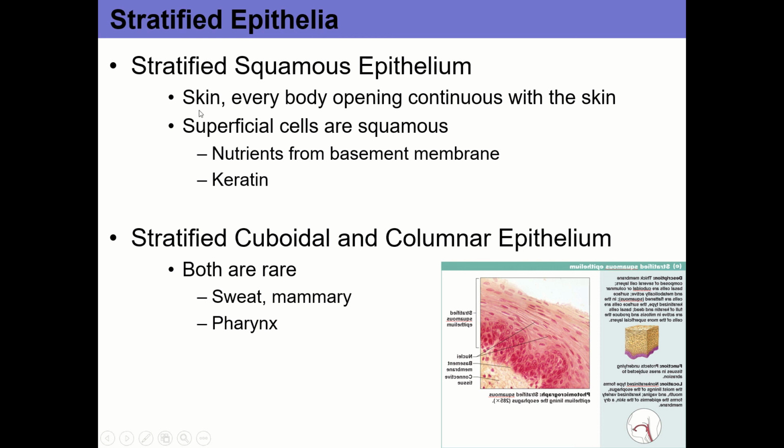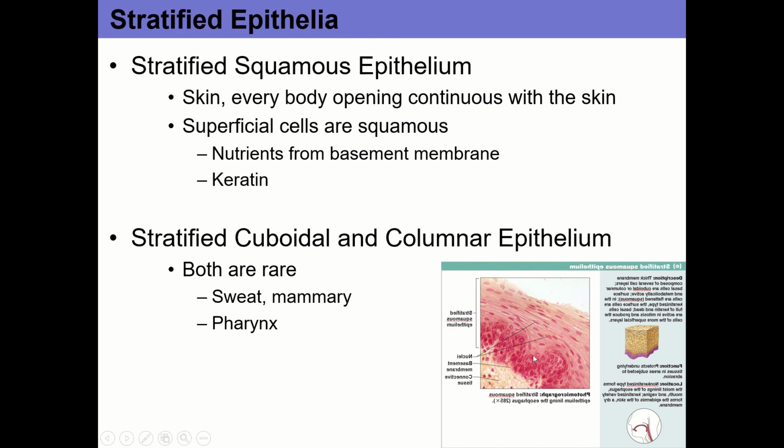So as you can see there, stratified squamous, again, the skin, but that type of tissue, that there are multiple cell layers, continues a little ways into every body opening. As mentioned, the superficial cells are squamous, and also as mentioned, because epithelial tissue is avascular, those cells have to get their nutrients diffusing up from the underlying connective tissue.